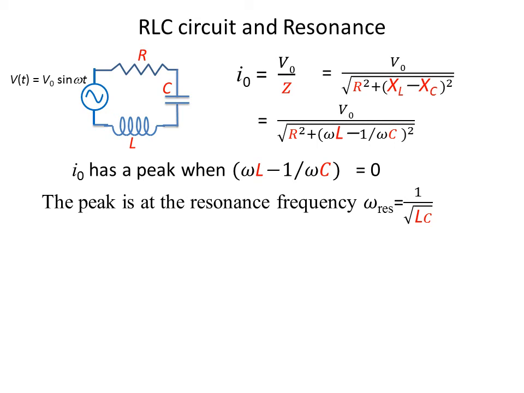So the peak is at what is known as the resonance frequency, where omega is equal to 1 over the square root of LC. So we just solved that equation for omega.